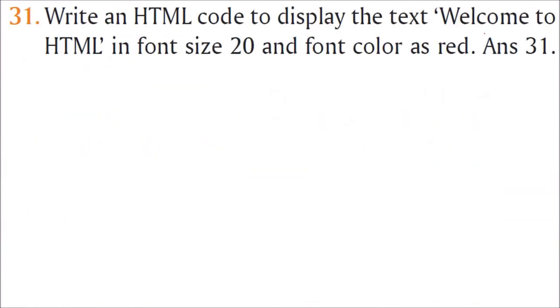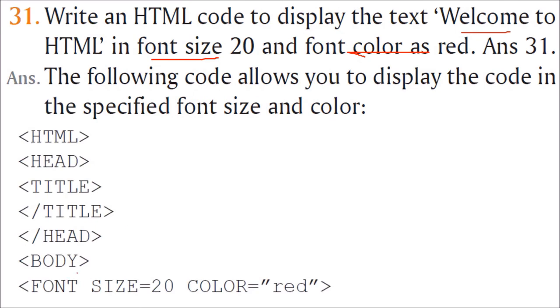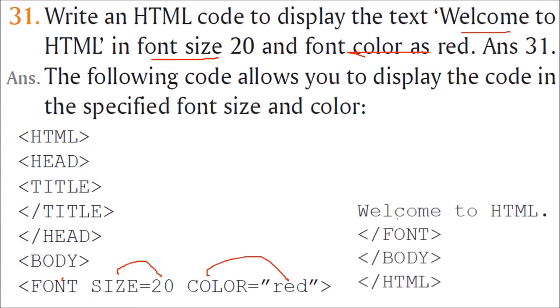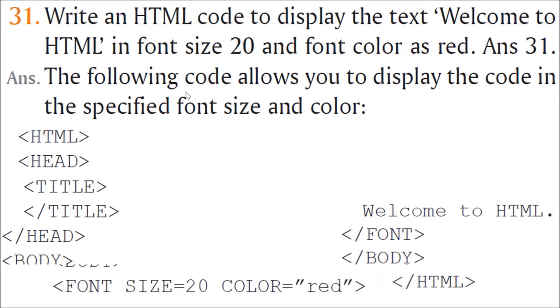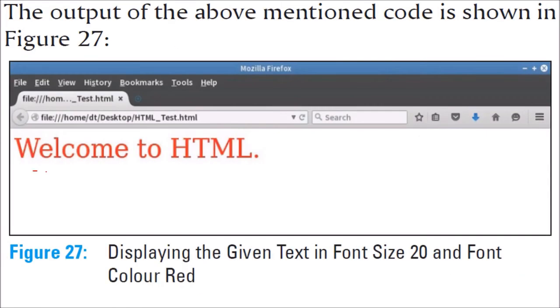HTML code to display this text. Font size is 20, font color is red. So just have to do one thing. Inside your body write font, take this tag, two properties, size equal to 20, color equal to red, and then this content, and end the font. So this will be your result.